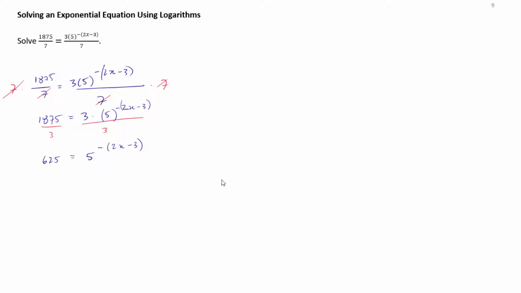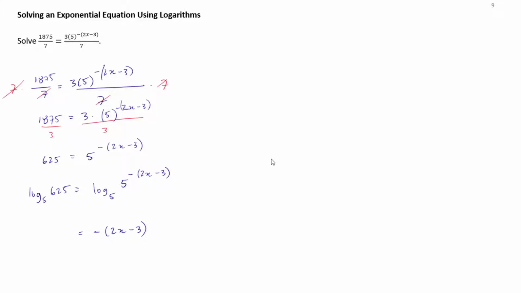All right, so what we're going to do here is, instead of changing this to a power of 5, I could take the logarithm base 5 of both sides. So the logarithm base 5 of 625 is equal to the logarithm base 5 of 5 to the negative 2x minus 3. Well, you should recall that this right here will actually just return negative 2x minus 3.